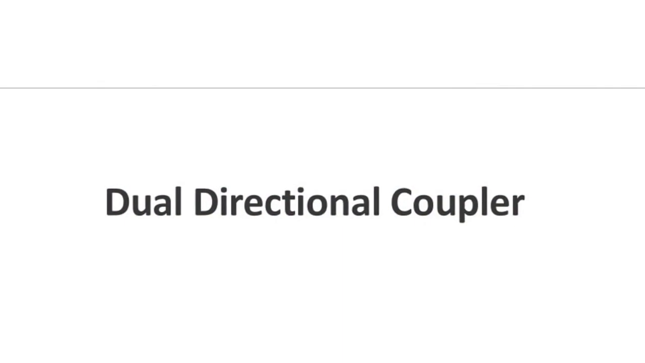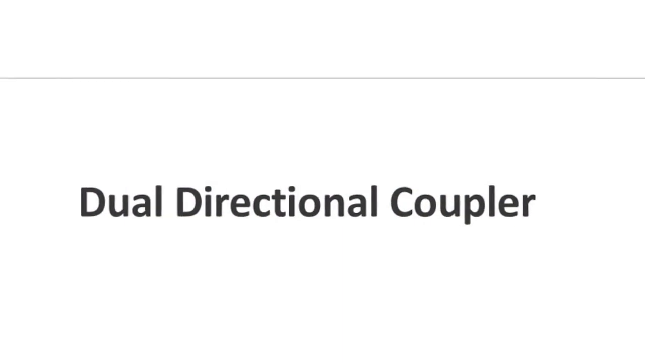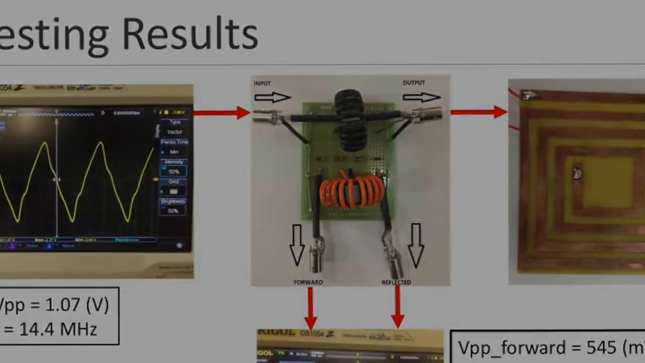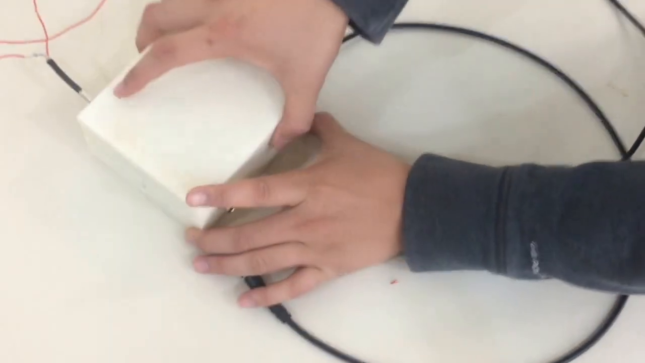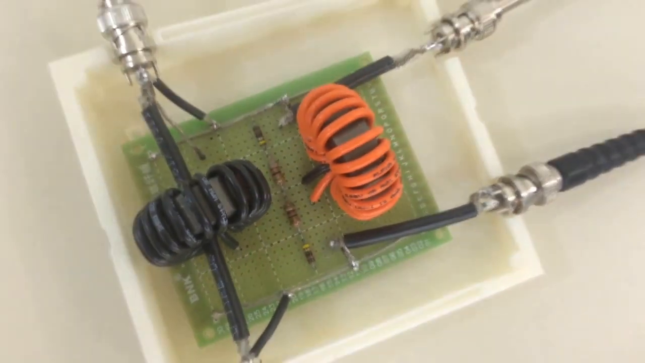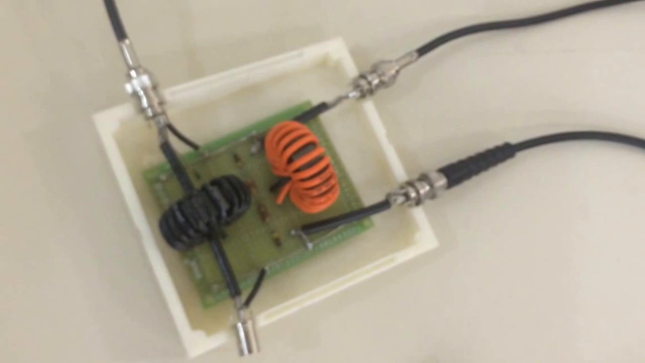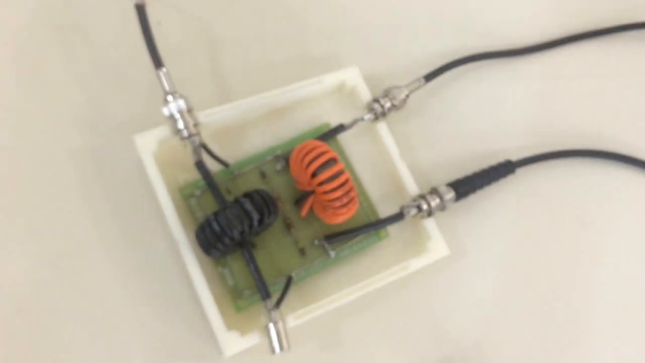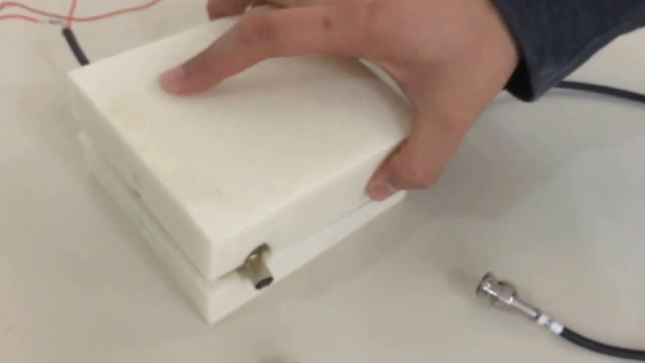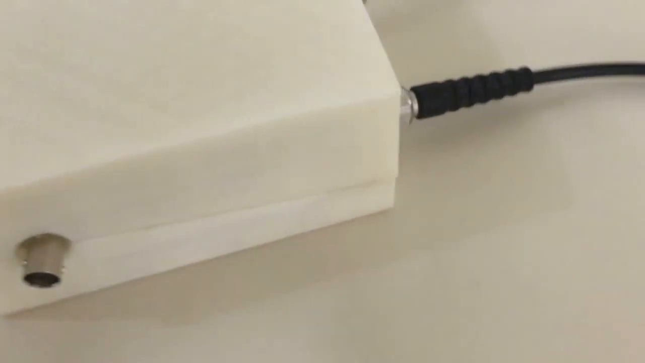Dual directional coupler. Here we can see the dual directional coupler with the 1 input and 3 outputs. Here's the demonstrations of the dual directional coupler that we designed. Here we can see that the dual directional coupler has 1 input and 3 outputs. Those 3 outputs are VF, VR, and 1 to the antenna.